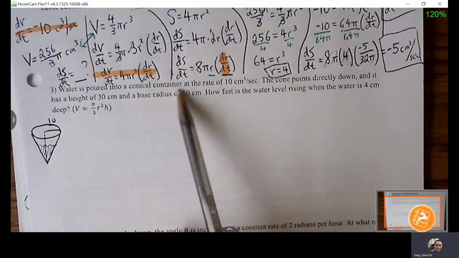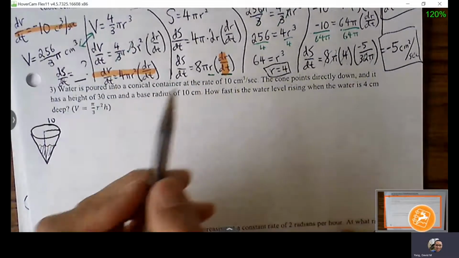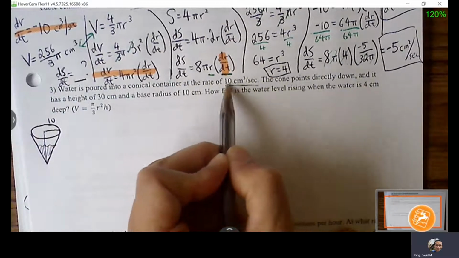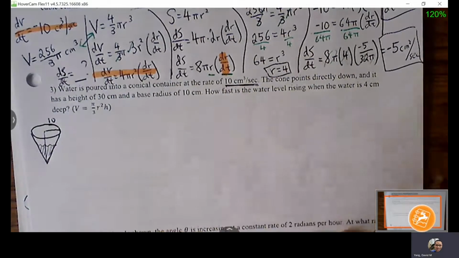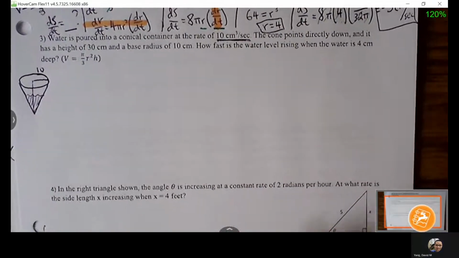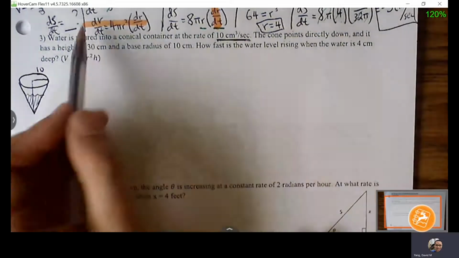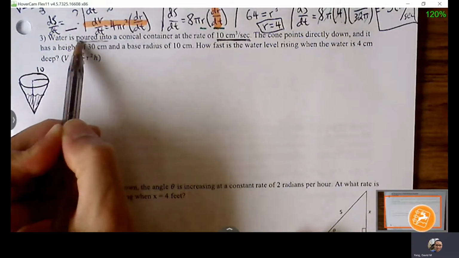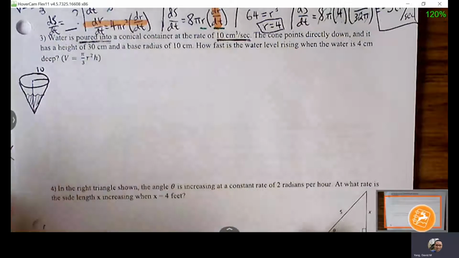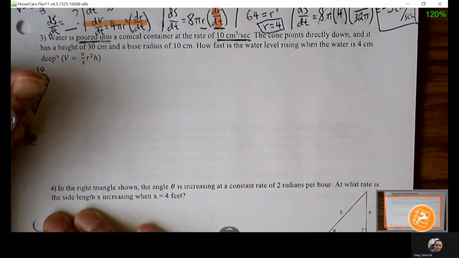We have a container that water is poured into at a rate of 10 cubic centimeters per second. What do you think this is referring to? Which variable is that? dV/dt, positive or negative? Positive, is poured into, right? You know that the volume is increasing in that container. So put that to the side here, dV/dt.